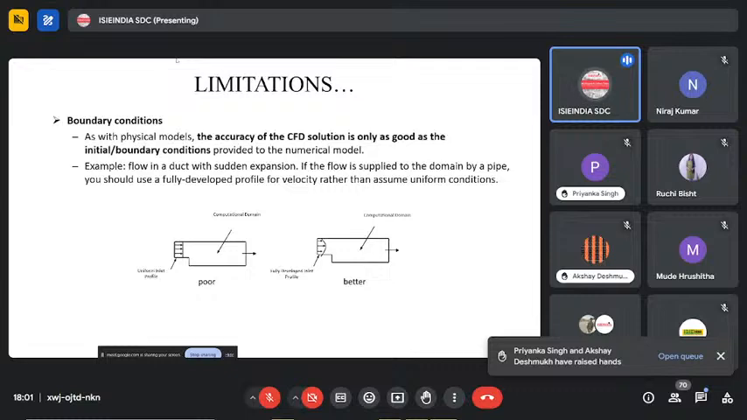So another limitation is the boundary conditions. Boundary conditions are critical in CFD solutions, as they significantly impact the accuracy of the result. Just like the physical model, the accuracy of the CFD solution is only as good as the boundary conditions provided.